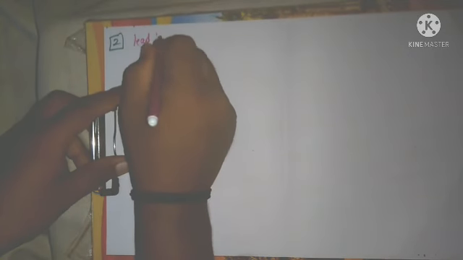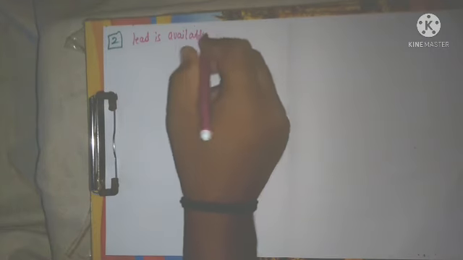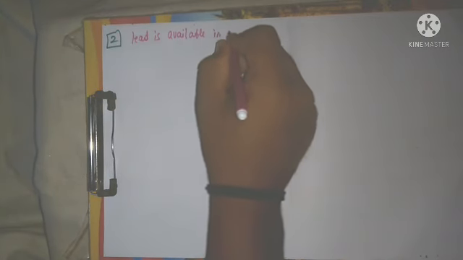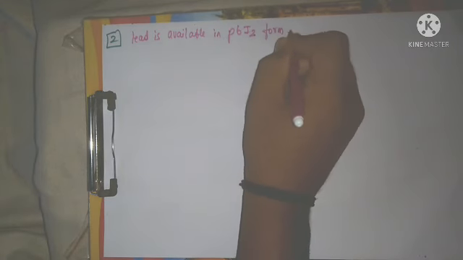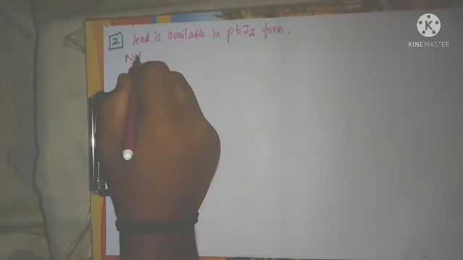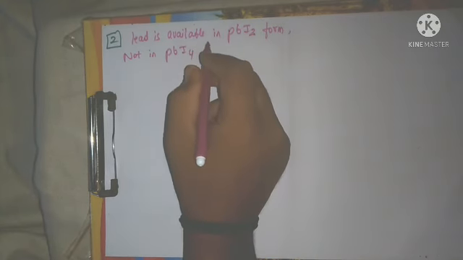This is the second characteristic property. Here I will write: lead is available in PbI2 form, not in PbI4.